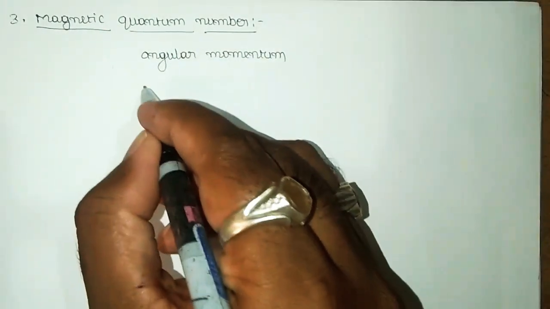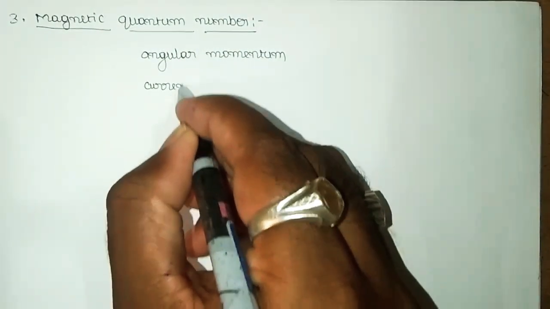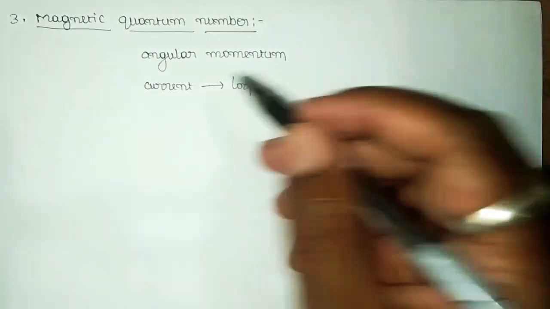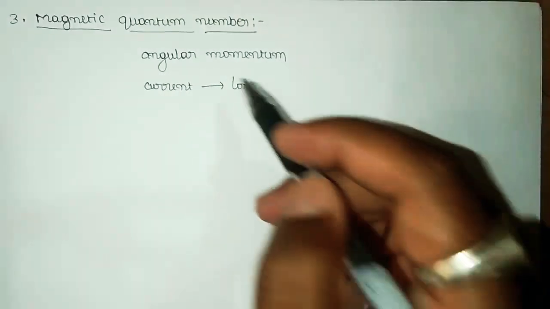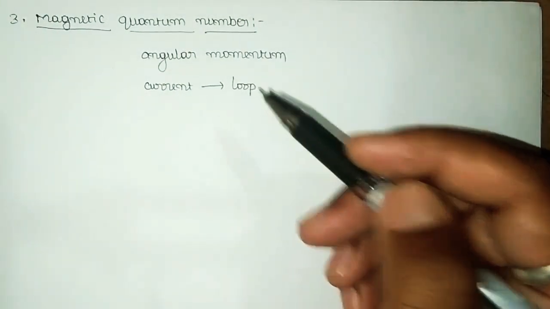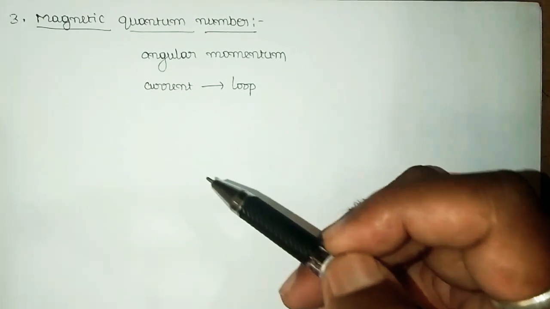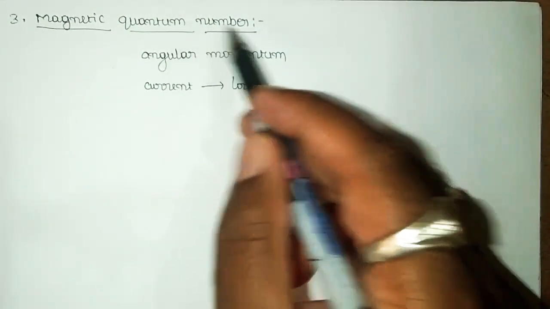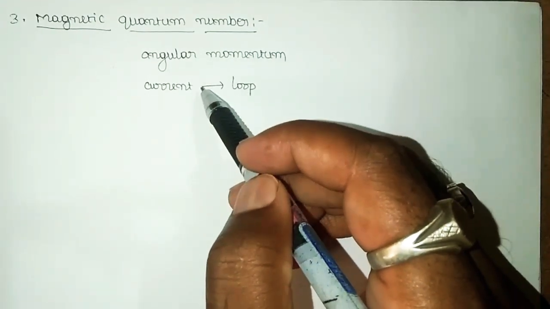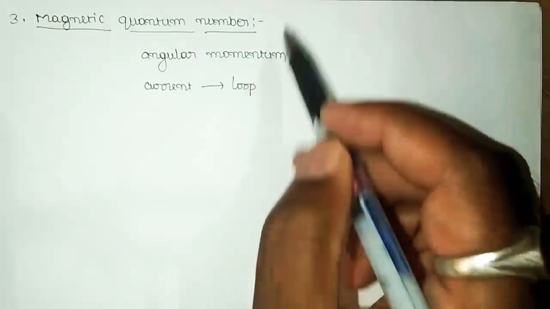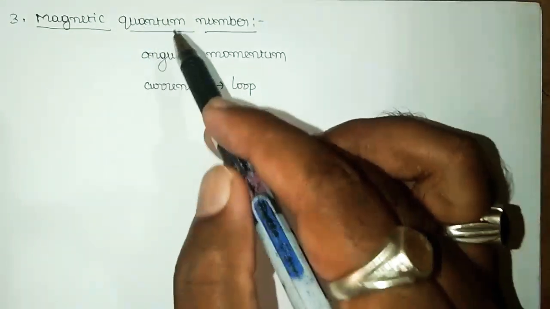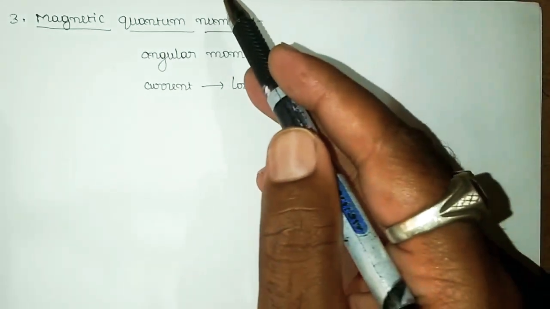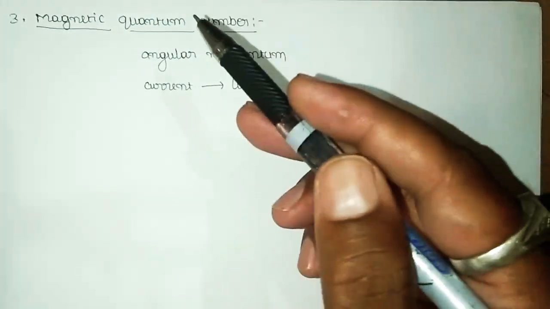So when an electric current is moving through a loop, we know that it creates a magnetic field. We can compare the same condition to the electron, which is revolving around the nucleus with a definite value of angular momentum. Since the electron is revolving around the nucleus, it creates a magnetic field, and that magnetic field can interact with an external magnetic field or electric field.